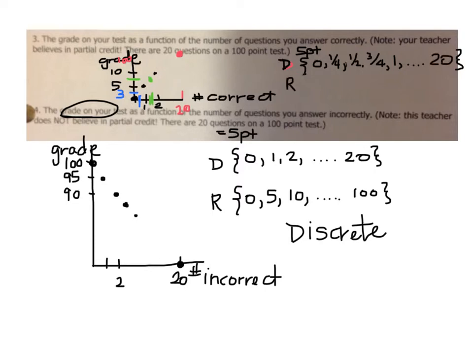Range, so I can get a 0. If I get a fourth of a question right, that's such a weird number. So it's like, instead of 5, I get 1 point right. I can get a 2 grade, I can get a 3 grade, I can get a 4 grade. And I'm going to go all the way up to 100 possible points on this test. I don't think anyone would ever give a grade of a half. So that would be your domain and range. And again, this would be discrete.